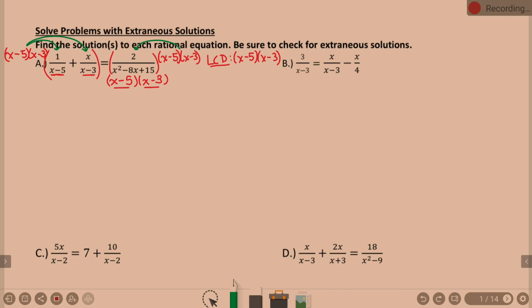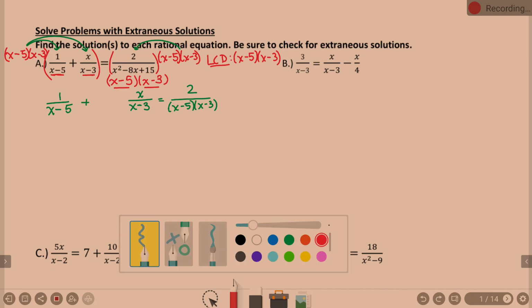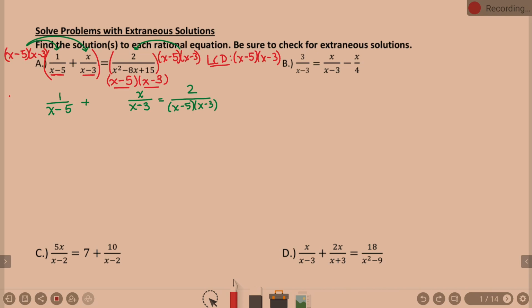You can do this as you please, but what I like to do when we're starting is have a 1 over x minus 5, plus, and I'm going to leave a gap in front of each of those, x over x minus 3, equals, and on the right, 2 over x minus 5 times x minus 3. And I'm going to write out what we're multiplying each of these terms by: x minus 5 times x minus 3.